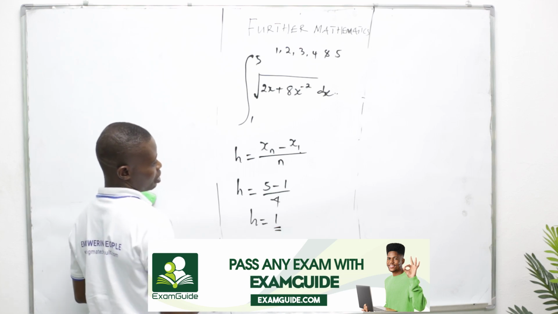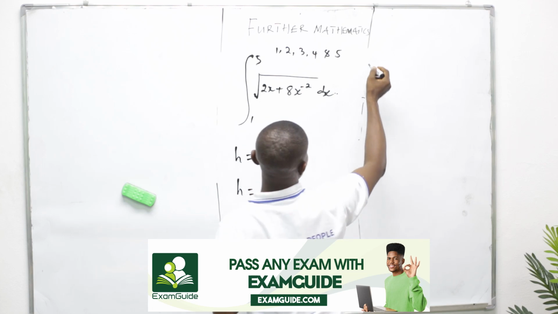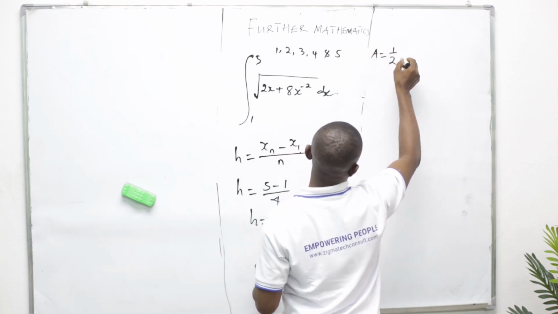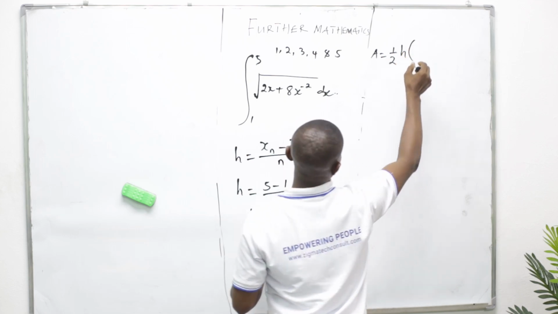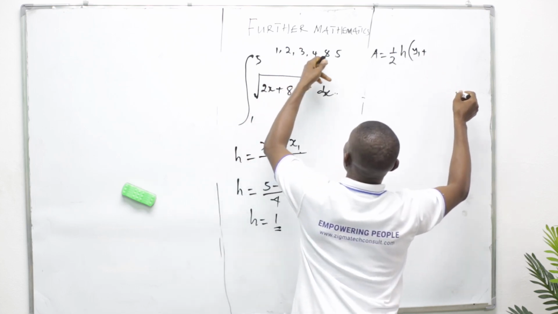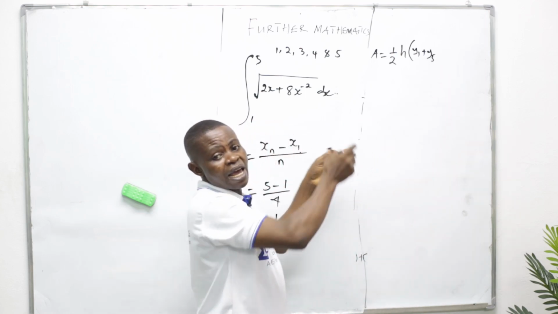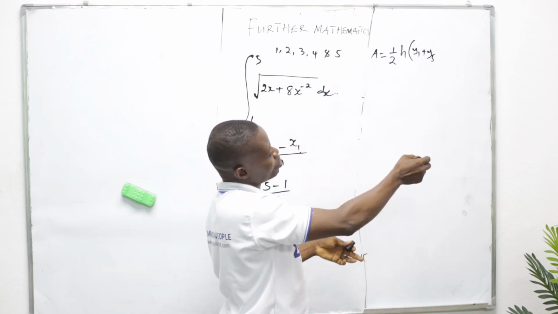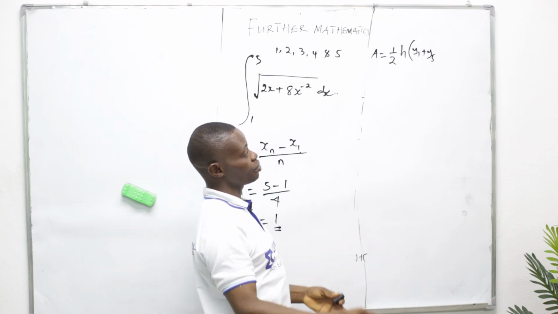We have the value of h now. But remember, how many ordinates we have? We have 5. Meaning, let me create the formula for this. A equals 1 all over 2 into h bracket y1 plus y5. Can you see what I'm doing? That's why I introduced yn in that formula. Y1 plus yn plus 2y2 plus 2y3 dot dot dot plus 2y(n minus 1).